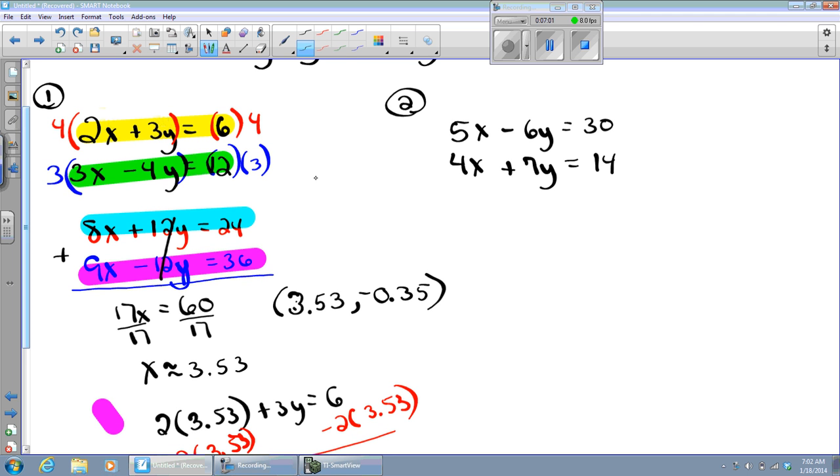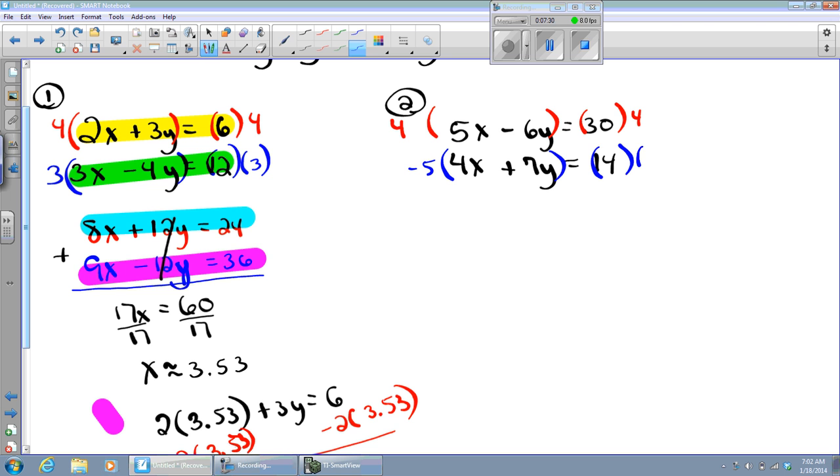All right, let's look at problem number 2, a similar situation. I think on problem 2, though, I'm going to be looking to get rid of the x's. I like working with 5 and 4 more than I do negative 6 and positive 7. So I think I'm going to multiply the top equation through by 4. I'm going to multiply that bottom equation through by negative 5. That'll make both of my coefficients on x 20, although one will be positive and one will be negative.